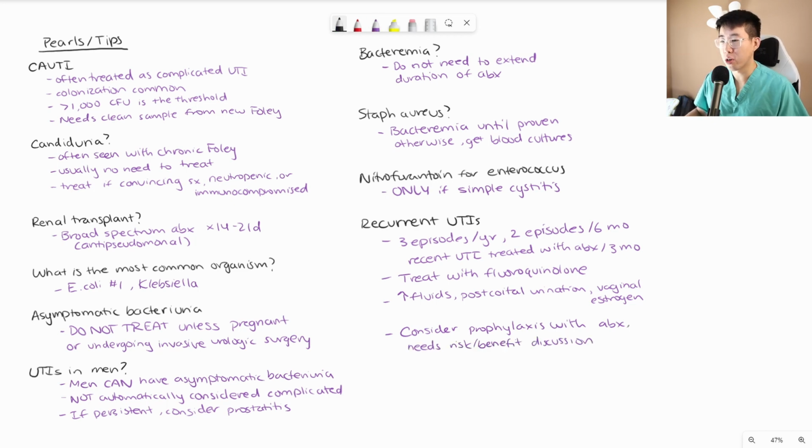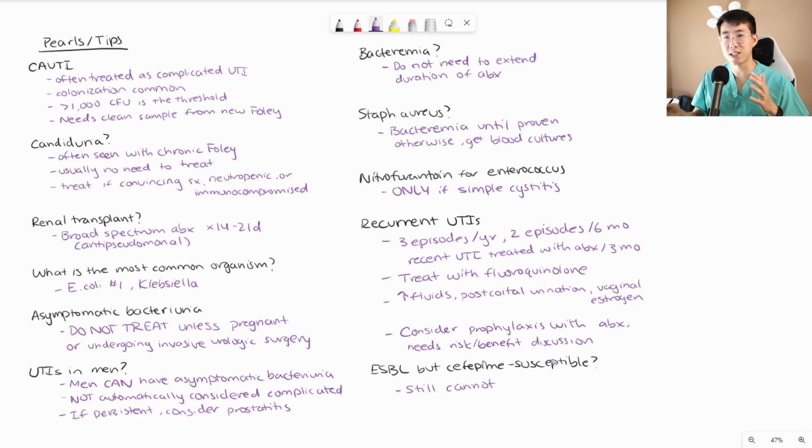What if you grow ESBL, or extended spectrum beta-lactamase organisms, but it's susceptible to cefepime? Can you use cefepime in that scenario? The answer is no, you cannot use cefepime because the beta-lactamases can still hydrolyze all the cephalosporins. And so you really need to broaden the coverage to include a carbapenem, like meropenem, for example.